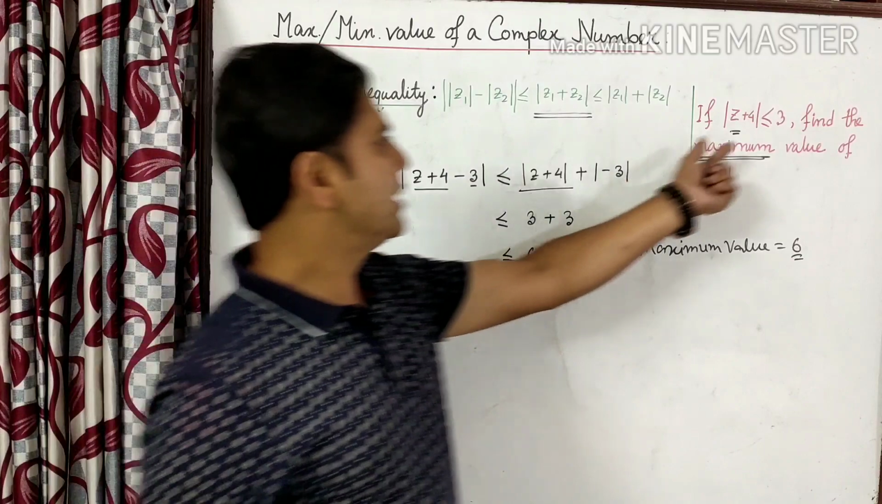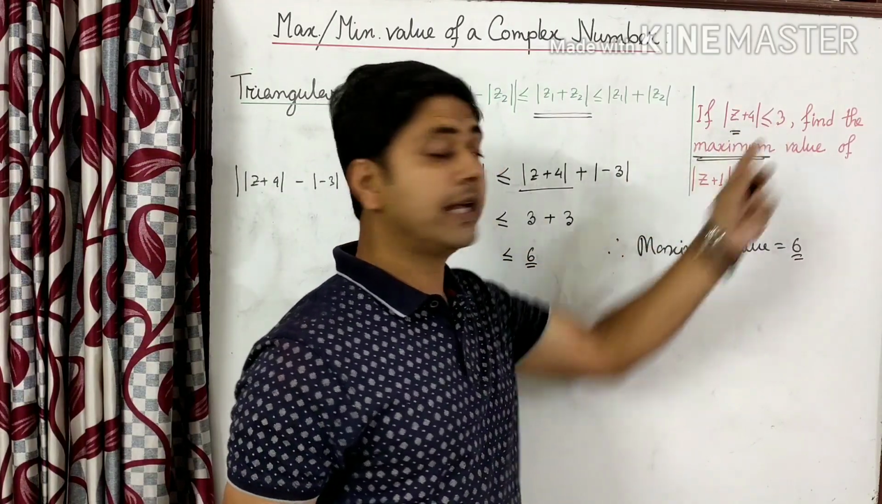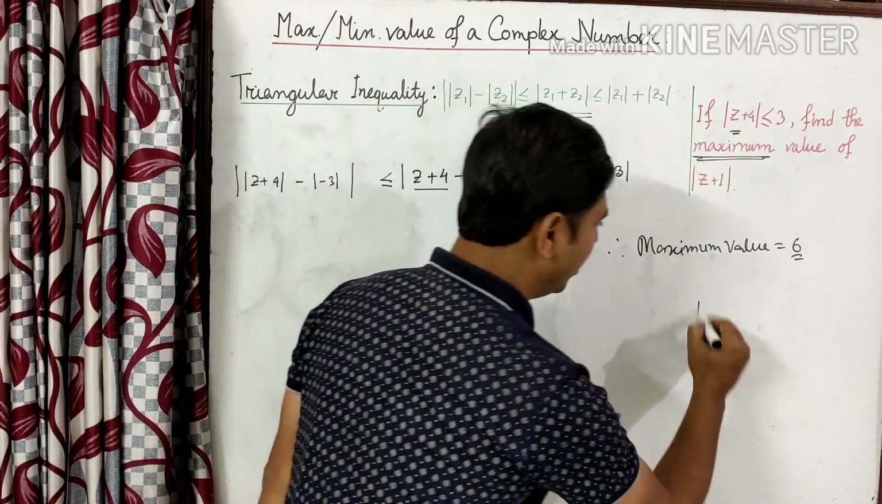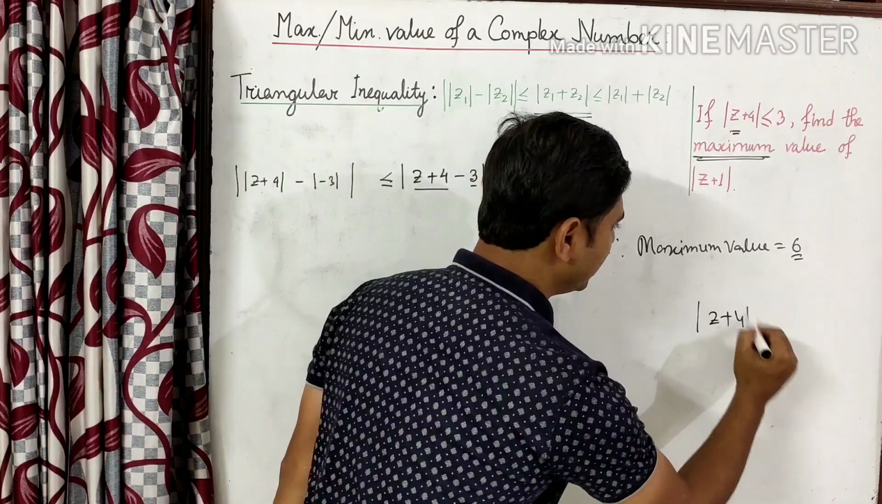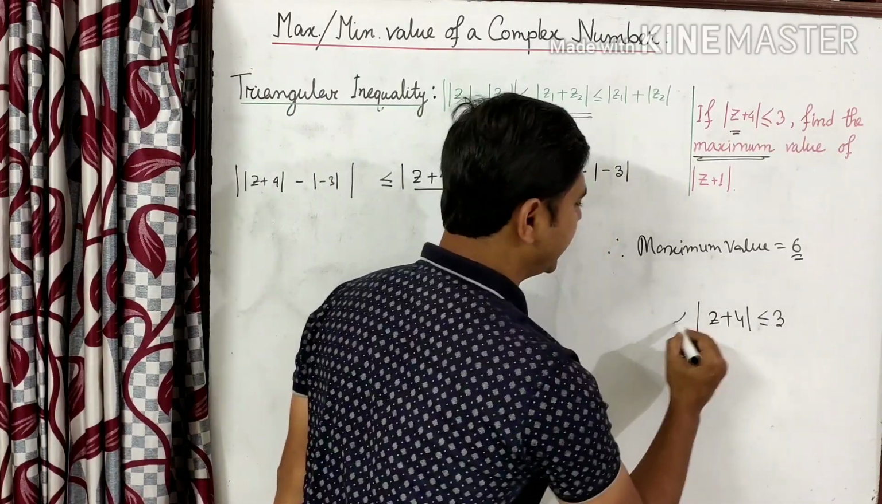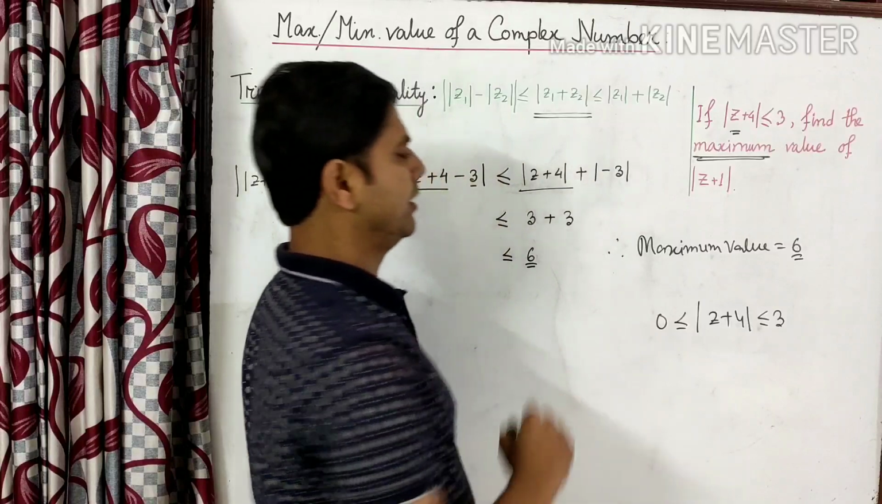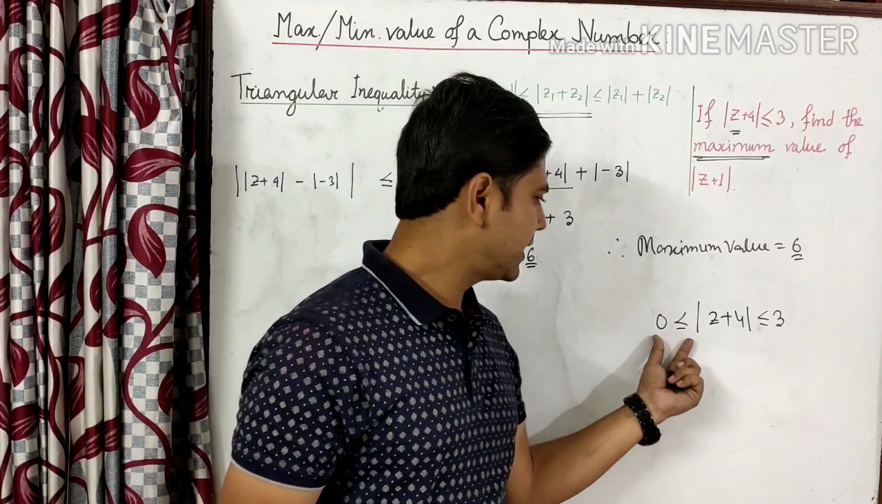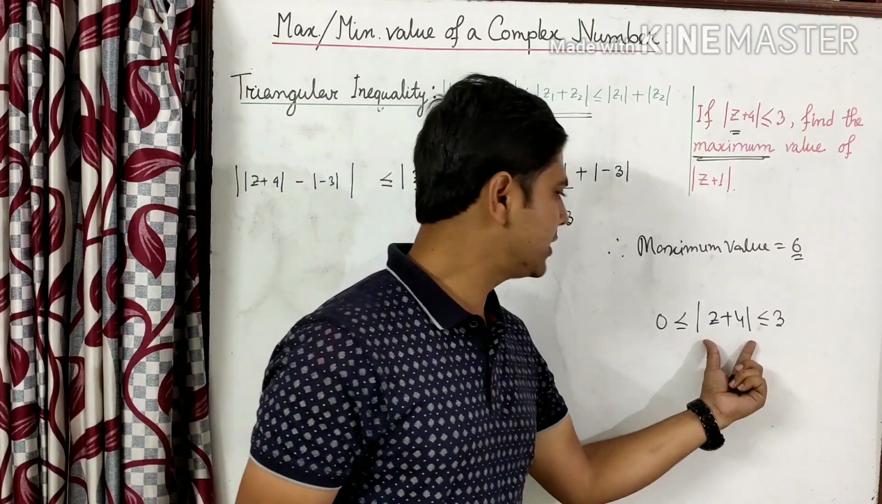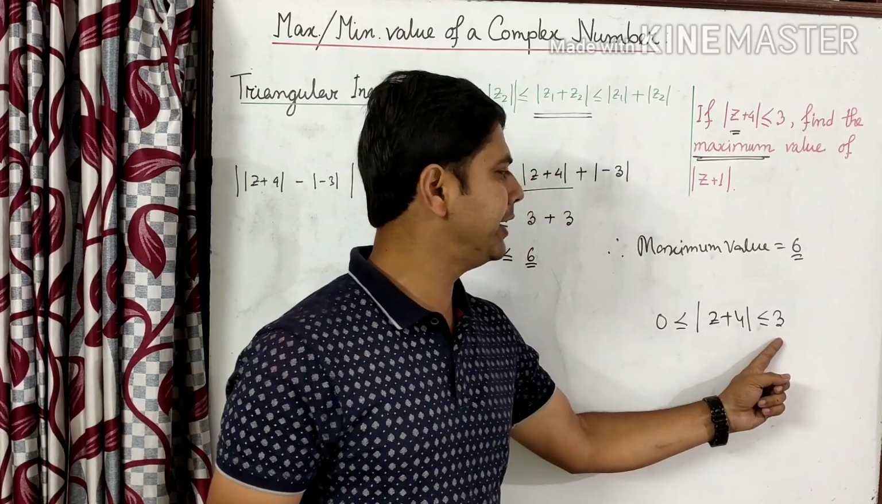And the given statement is what? Mod of z plus 4 less than or equal to 3. That means mod of z plus 4 is greater than or equal to 0. The value of this part always lies between 0 and 3.